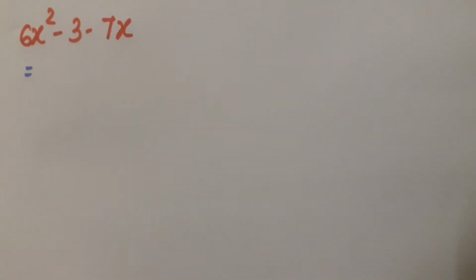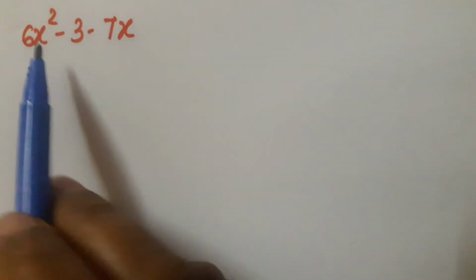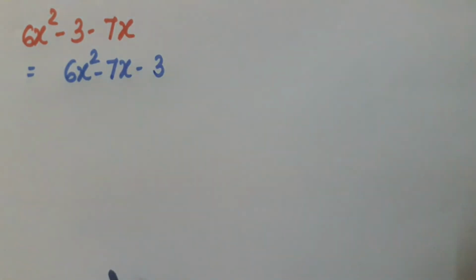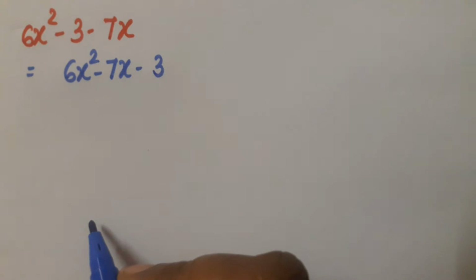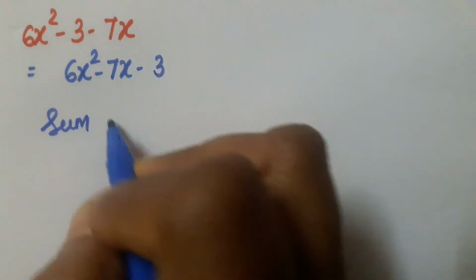So now our third problem is 6x square minus 3 minus 7x. This is not in order. Let me write it in order. So it will be 6x square minus 7x minus 3. So now I am going to show you how to do it by the alternate method. What is that alternate method? Using the formula.